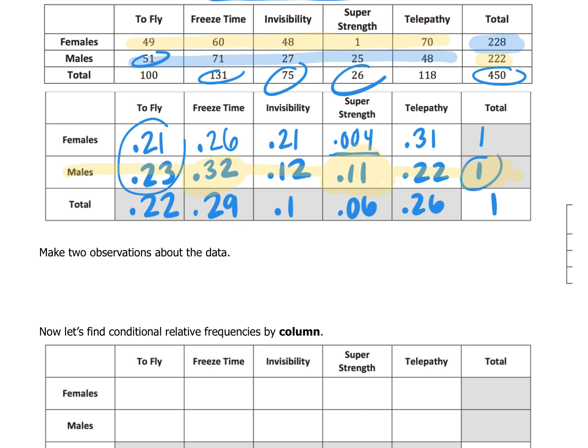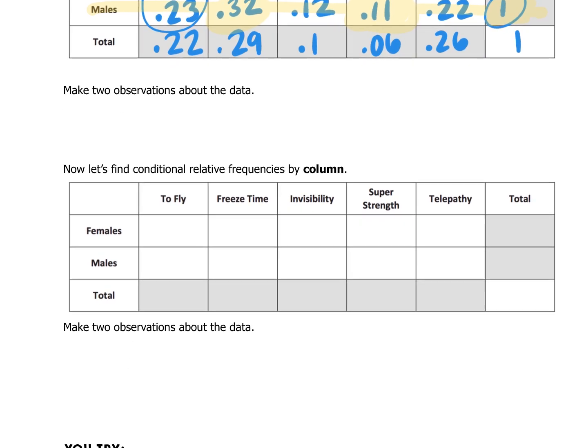Then if you want to reference the females, because the total here was just the females, you'd say 31% of females chose telepathy as their favorite. 21% of females chose invisibility as their favorite. You have to be really careful because we divided by the row, not the total. So you're going to say of females or males.